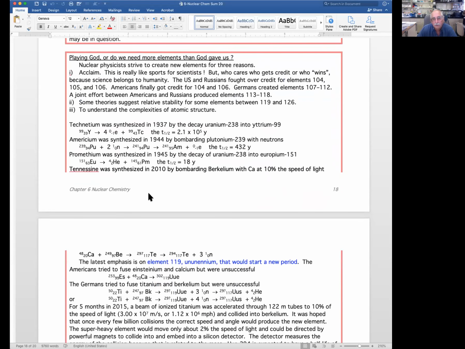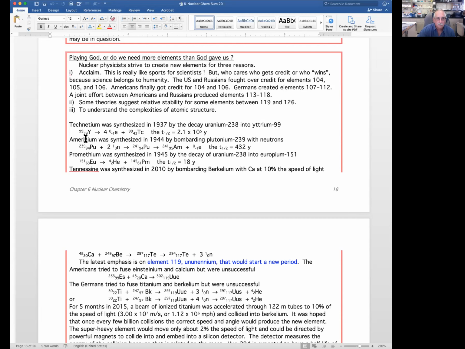So why do we keep making more elements? Well, it's kind of like sports for scientists. Some theories suggest relative stability of some elements on the next row. And we need to understand more the complexities of atomic structure.